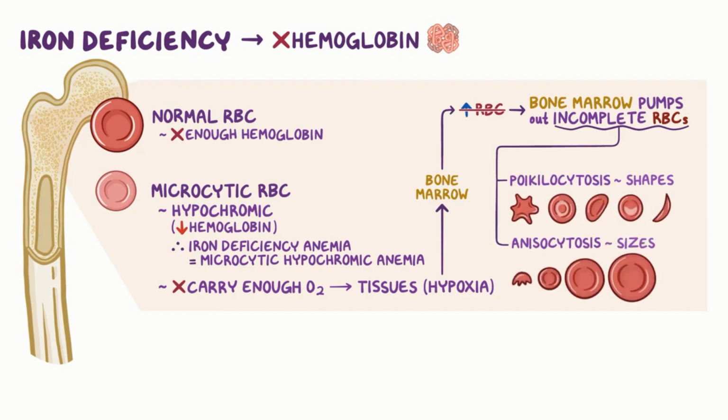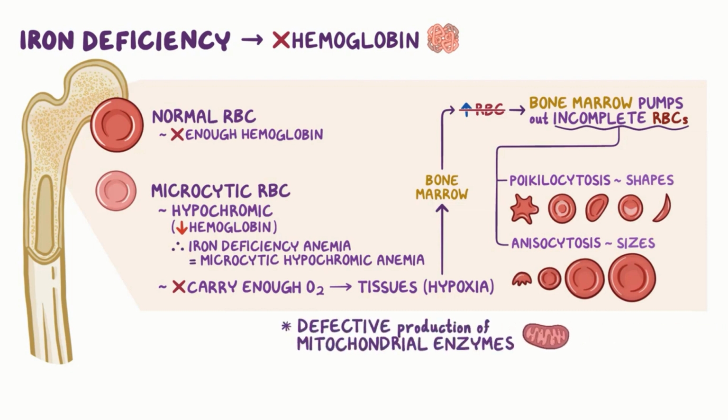In addition to anemia, iron deficiency also results in defective production of mitochondrial enzymes that generate necessary ATP for growth and development, and this affects fast-growing tissues the most, like hair and nails.